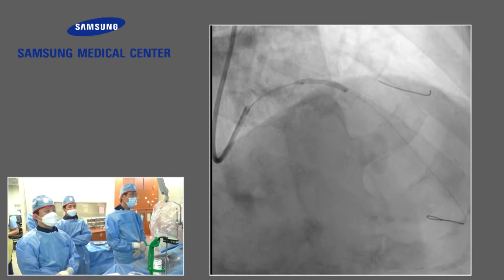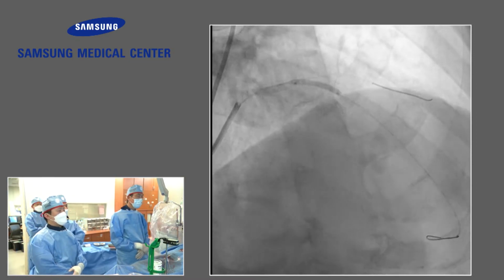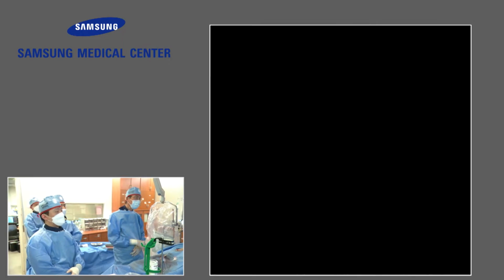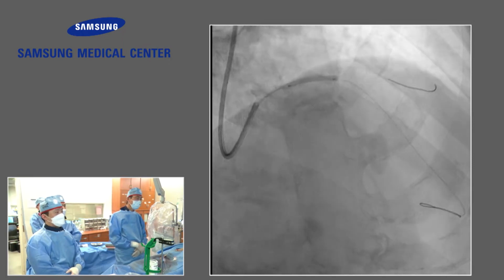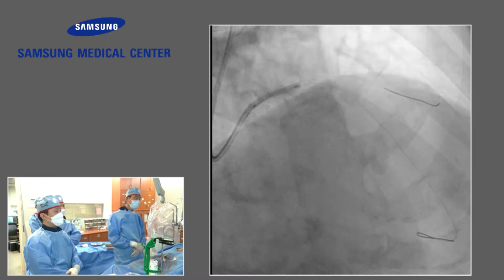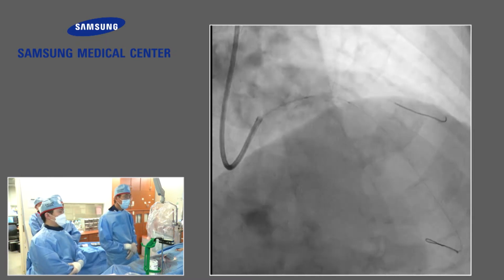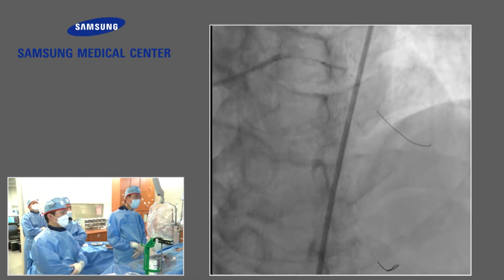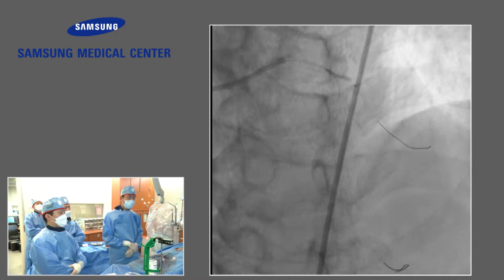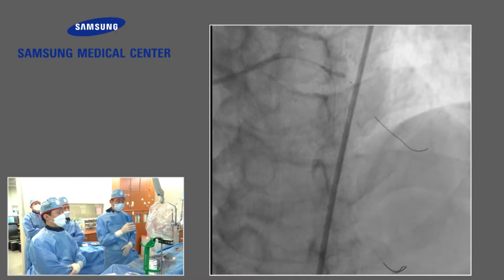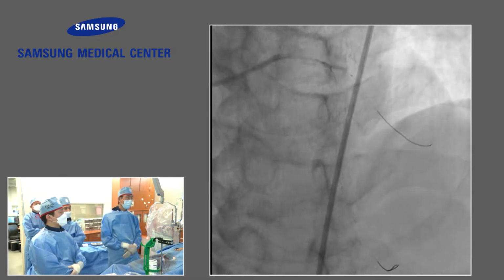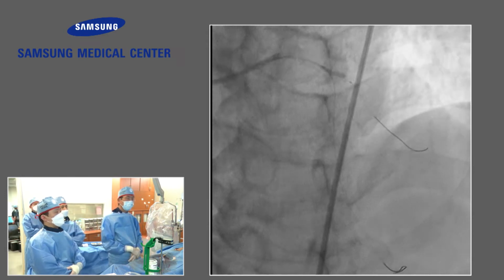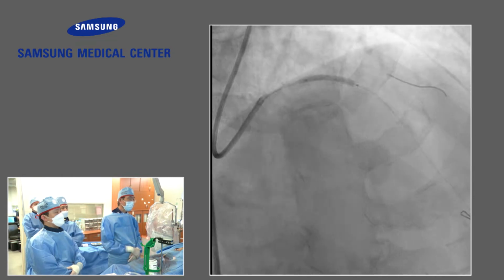I dilated the LAD with the 2.5, 20 balloon to 10 atmospheres, next. Upper part, 14, next. Lastly, 18 atmospheres, then next. Then I pre-dilated the diagonal. There is some debate about the benefit of pre-dilation, but the data shows that it's not harmful if there is no dissection.